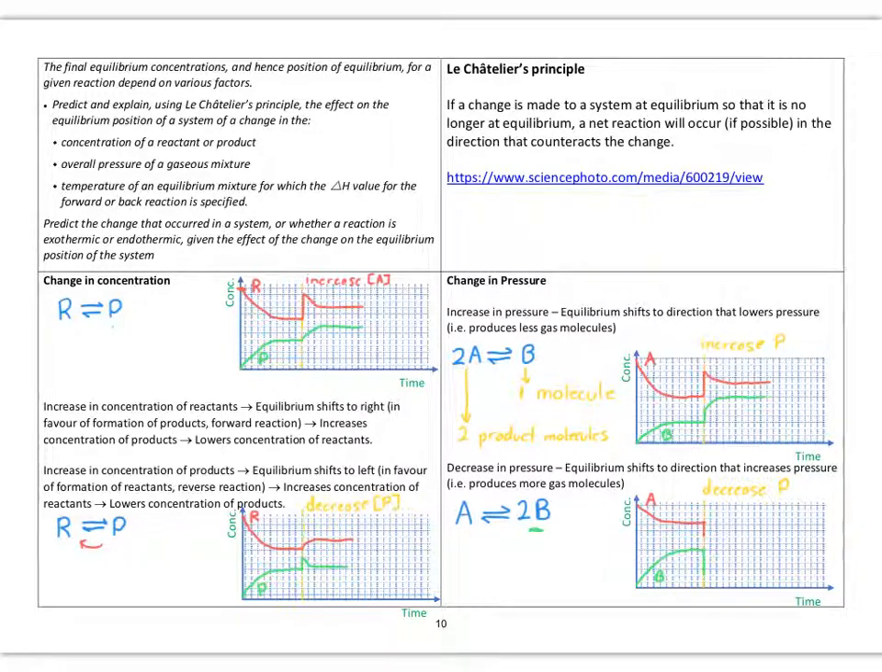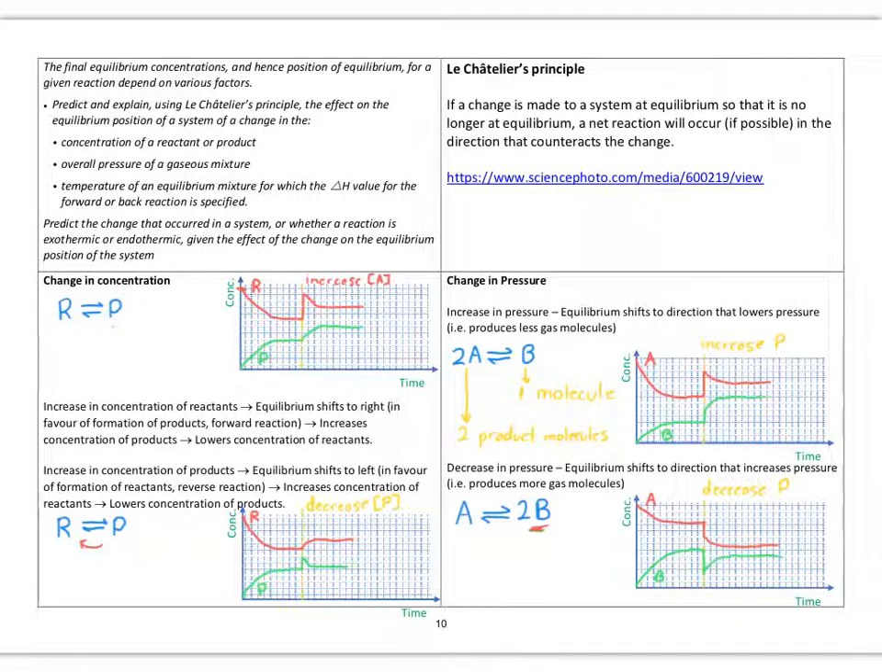So B is going to increase, so we're going to see B shoot up here like this. And then obviously, if we are making more B, we're going to have less A. So the concentration of A is going to come down like such. So A going to 2B, if we decrease the pressure, equilibrium shifts to the direction that increases pressure. That's this side here, the products. So it produces more gas molecules. So that's it counteracting the change. It's trying to increase the pressure after we decrease the pressure.